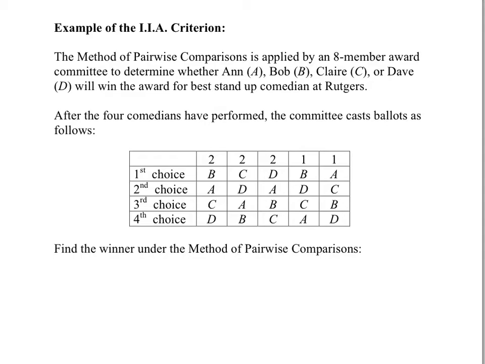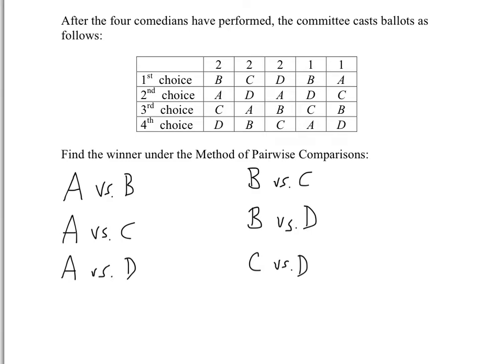Our task now is to find the winner under the method of pairwise comparisons. I encourage you to pause here and compute this winner on your own before continuing. So we start by writing out each of the various head-to-head competitions, just what are the matchups that we need to consider, and for each such matchup, each such head-to-head competition, we consider who is the winner.